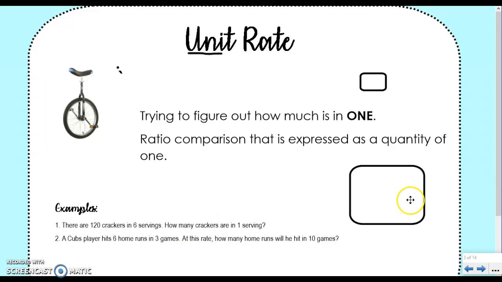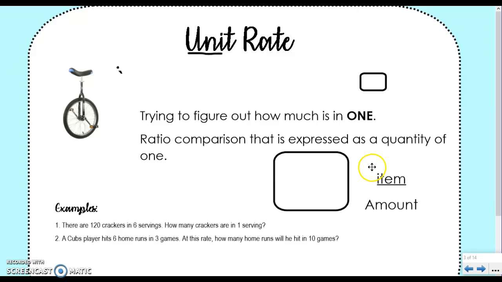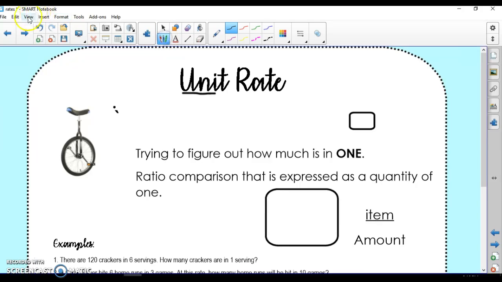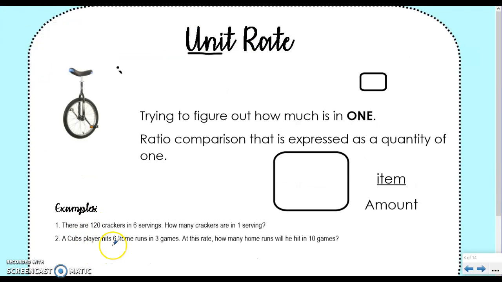Okay, the next thing I want you to fill in your notes is the idea of the item over the amount, okay? So let's go ahead and look down here at question 2. I'm going to go ahead and get my pen. All right, and they're saying a Cubs player hits 6 home runs in 3 games. So I know I'm going to say home runs per game. All right, so my item, I have 6 home runs. In how many games? Well, in 3 games. So just like when we were talking about how I can find equivalent ratios, there are multiple ways you can find an equivalent ratio. Okay, but I know one we're all familiar with as a class is setting that equal, okay, to the idea of 1.